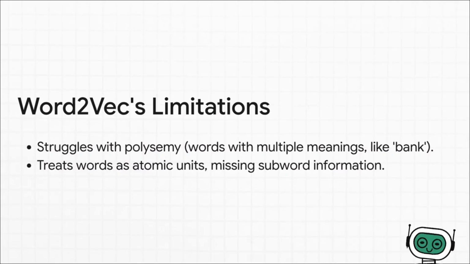Now, word-to-vec isn't perfect, of course. Its biggest blind spot is with words that have multiple meanings, like the word bank. Word-to-vec just creates a single coordinate for bank, which ends up being a weird average of a riverbank and a financial bank. It also treats words as single units, so it doesn't know that run and running are related.